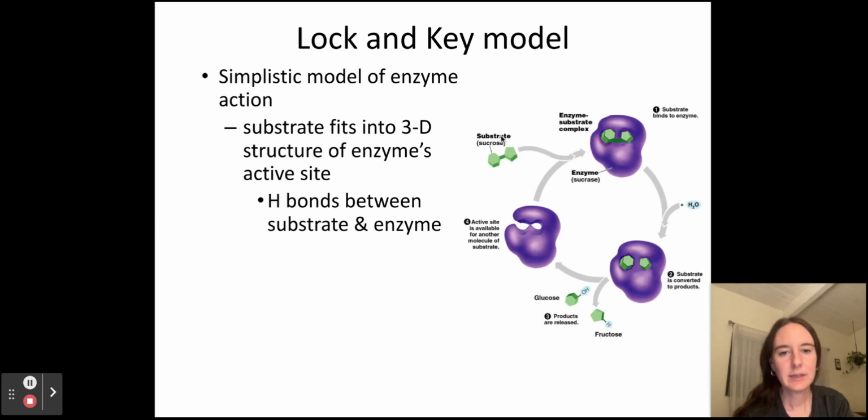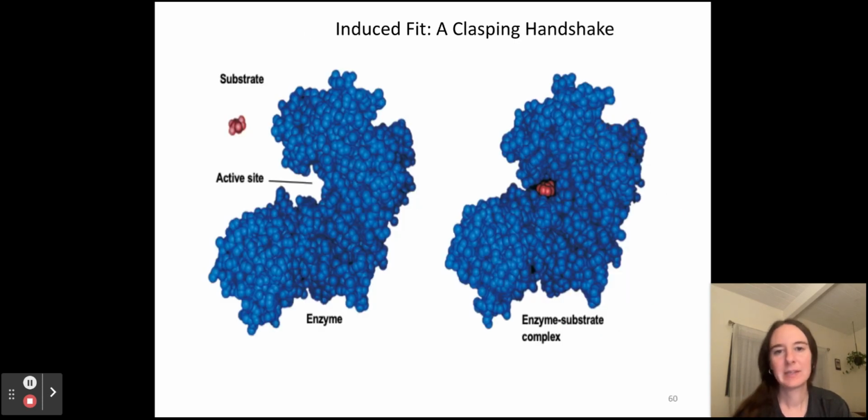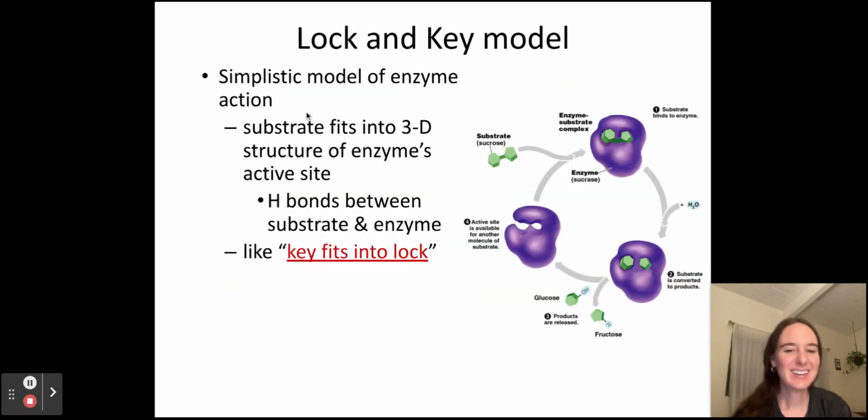So how does the substrate get into the enzyme? Well, there are some small weak bonds. Some hydrogen bonds will allow the substrate to bind to the enzyme. And we kind of think of it as a key fitting into the lock. So there's one key that fits in one lock, right? If the wrong substrate comes up to the wrong enzyme, it won't fit. Okay, but this is not the best model of enzymes.